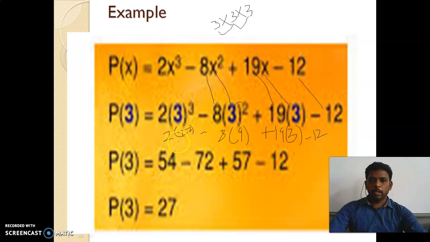Now in the next stage, 2 into 27 is 54, 8 into 9 is 72, 19 into 3 is 57, and minus 12 as it is. Then after simplifying, we will get 27. So that is the value of the given polynomial at x equal to 3. Here, don't bother about whether it is a zero of the polynomial or not. They are not asking for the zero of the polynomial, or to check whether it is a zero or not. They are asking to find just the value of the polynomial at x equal to 3. So the value of the polynomial is nothing but 27 at x equal to 3.